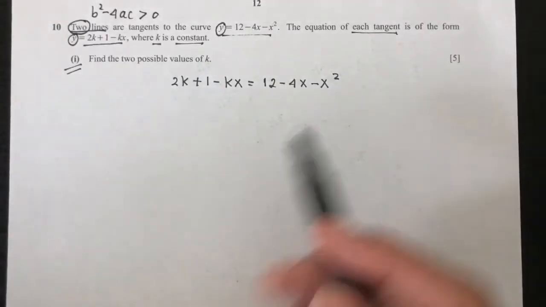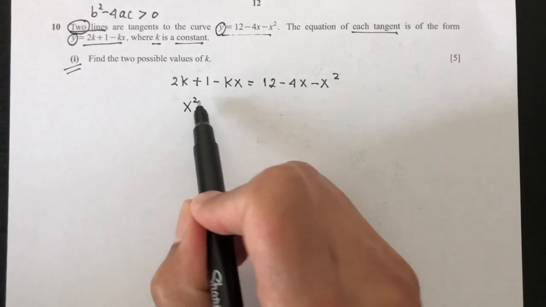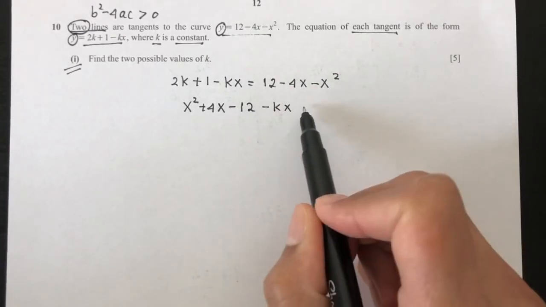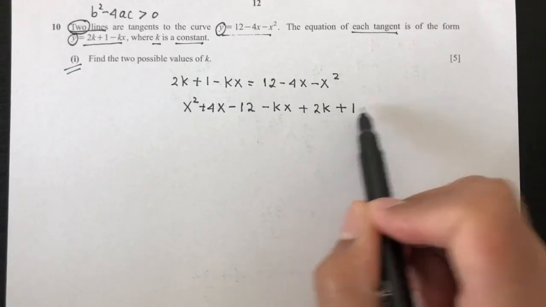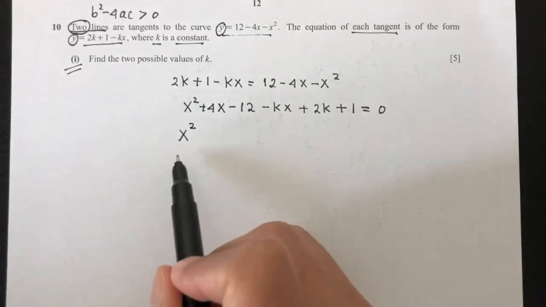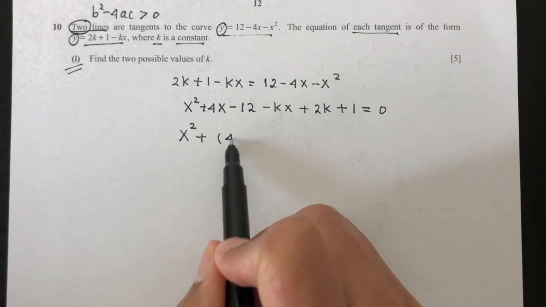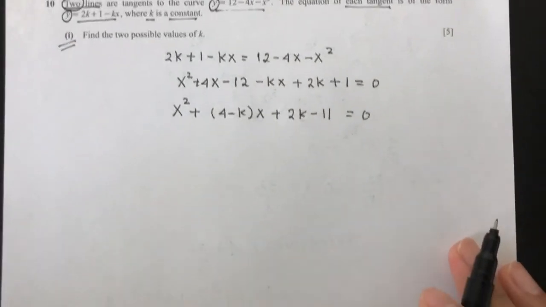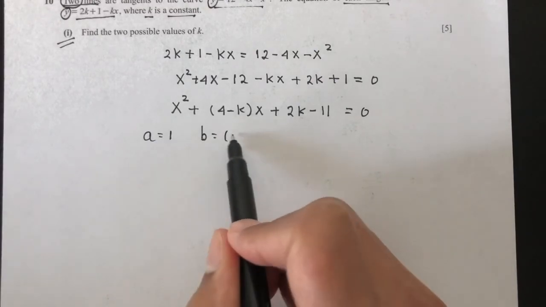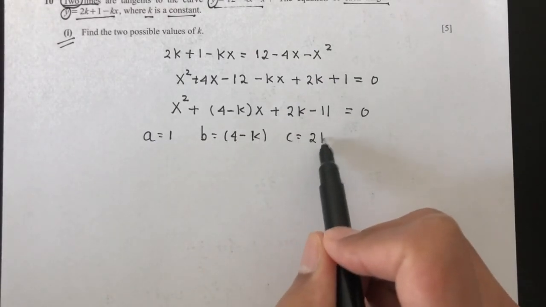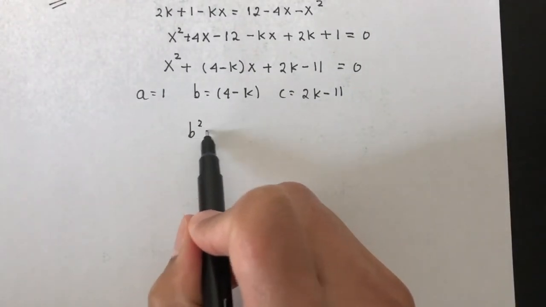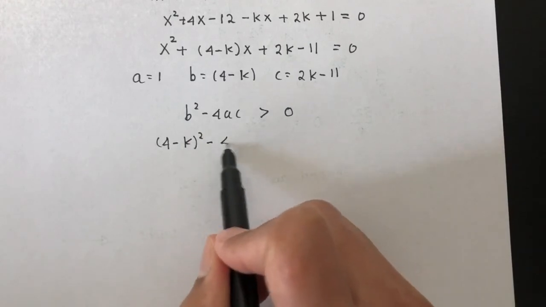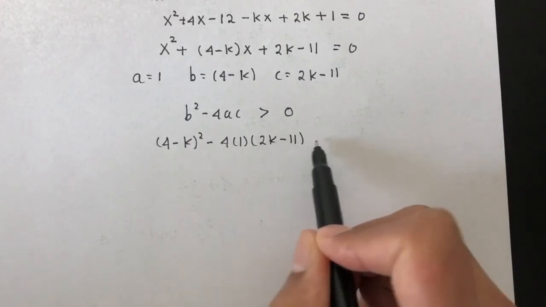Now let's bring everything to one side. Let's see what we have. So here you will have x squared plus 4x minus 1, then you will have minus kx plus 2k plus 1 equal to 0. That will be x squared. Now let's group the x terms together. That will be plus (4 minus k)x, and you have 2k minus 1, equal to 0. So the value of a is 1, the value of b is 4 minus k, c will be 2k minus 1. So we have to use b squared minus 4ac has to be more than 0. So b squared is this, (4 minus k) squared minus 4 times a times c, which is (2k minus 1), more than 0.